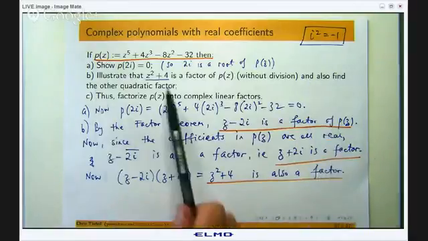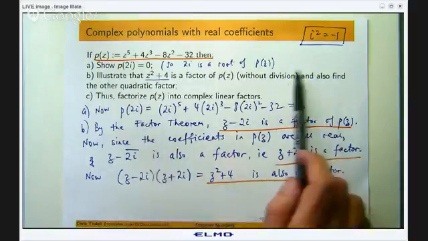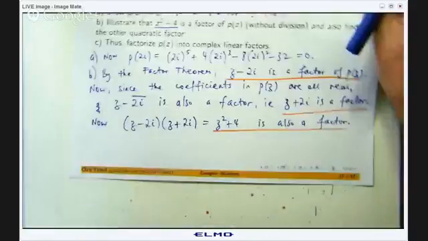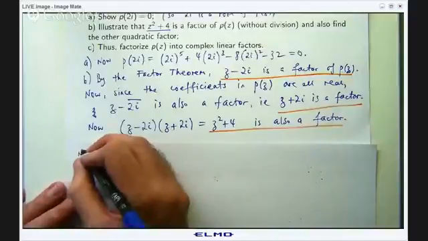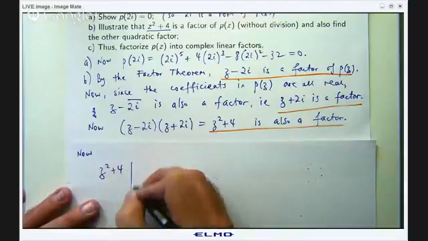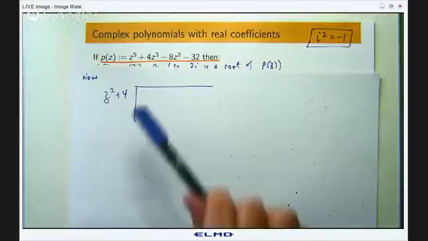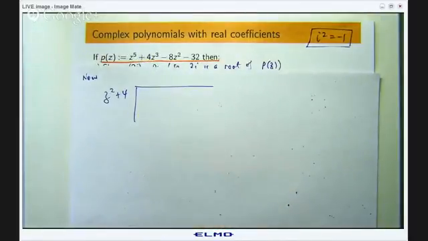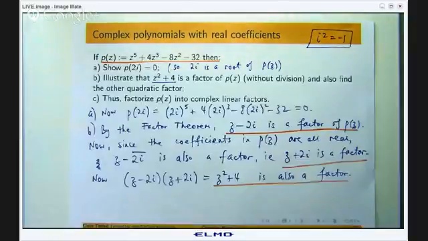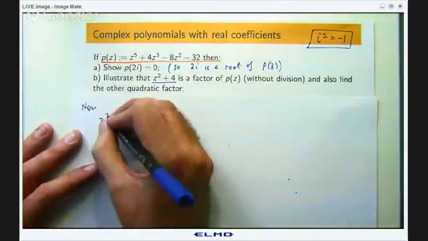Now also find the other quadratic factor. Now it says you can't divide up here, but it says nothing about not dividing in the second bit of B. So that's what I am going to do. Okay, so let's divide z squared plus 4 into our polynomial. And we should get something like a cubic because this is degree 5 and this is degree 2. Actually, before I start, let me just fix it up a little bit. Okay, so I forgot to write the 0z.